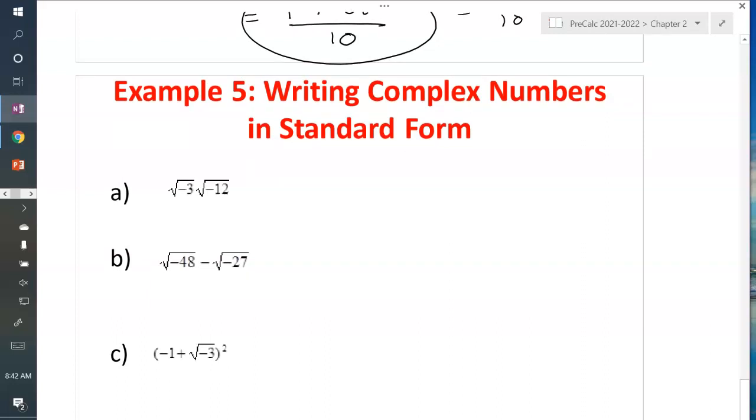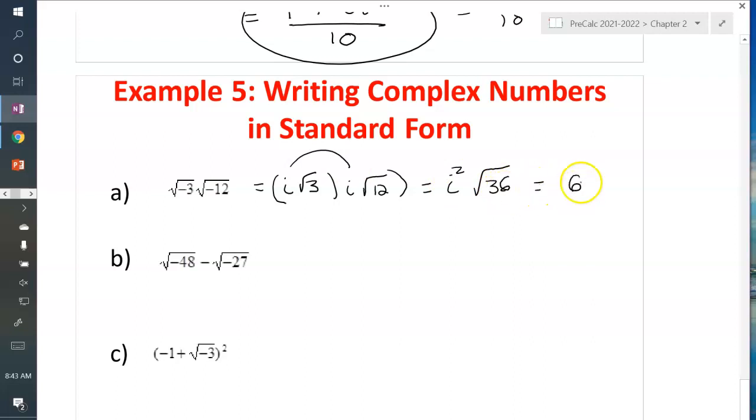So we have a negative square root of 3 times the negative square root of 12. So let's rewrite this. Negative square root of 3, that's the same thing as i times the square root of 3. I pull that i out because i is square root of negative 1. And that's times i square root of 12. Outside times outside, so I get i squared, inside times inside, square root of 36. Square root of 36 is 6. i squared is negative 1. So I get a negative 6 as my answer.